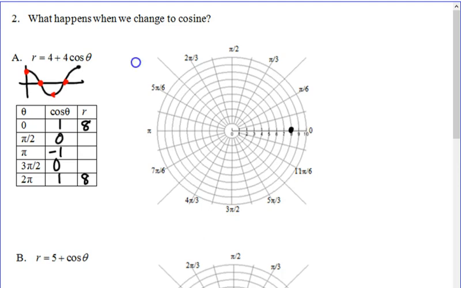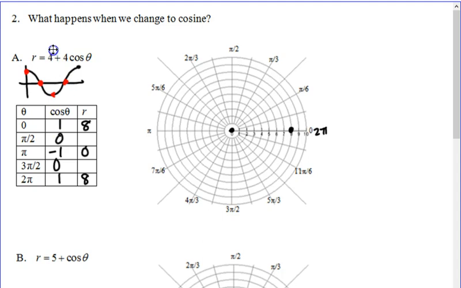Of course, that would be the same thing if we go all the way around to 2 pi. We would be back to where we started from, and the graph would start over again. The minimum value would be 4 plus 4 times negative 1, if cosine of pi is negative 1. We would have 4 minus 4, which is 0, right here. So that would be a point right on the pole.